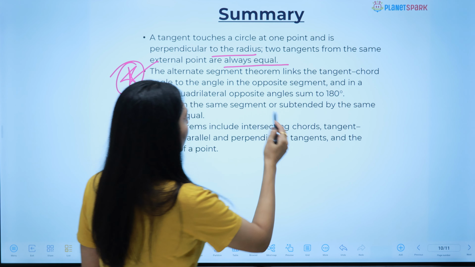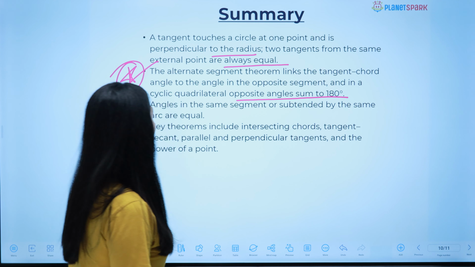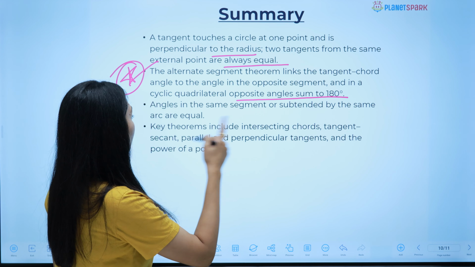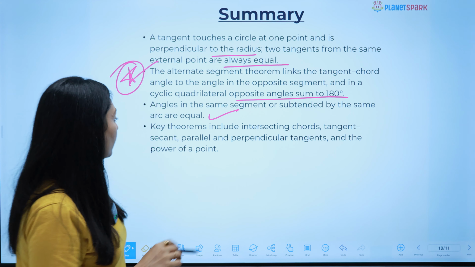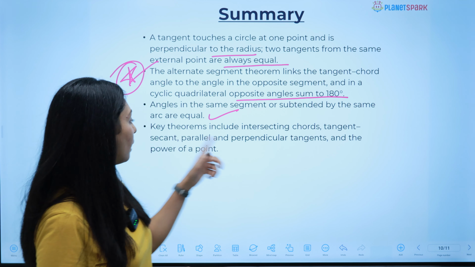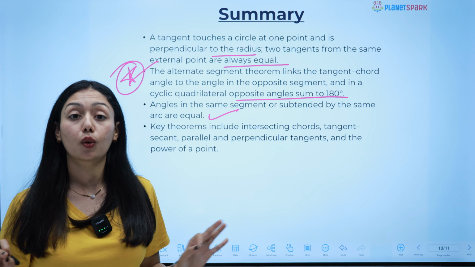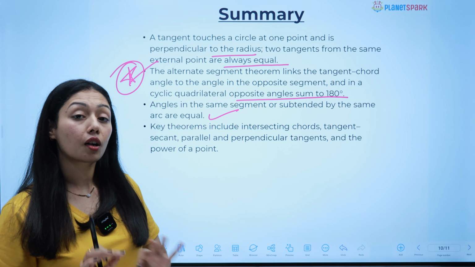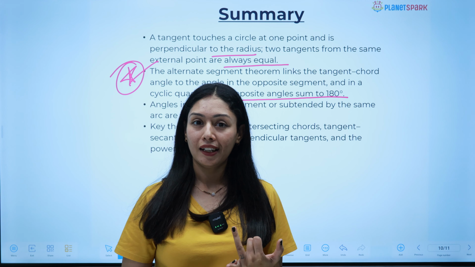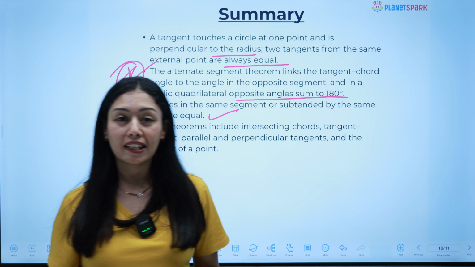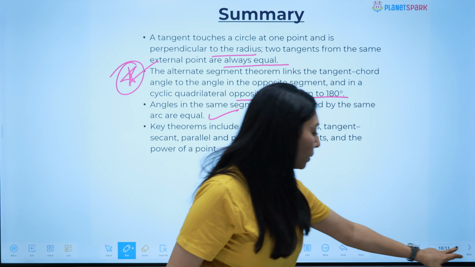Right? Cyclic quadrilateral, in that opposite angles add up to 180. Angles in the same segment or subtended by the same arc are equal. That we already did. And yeah, all these theorems we can use there to prove the questions. So now we know the theorems related to tangents, the properties in the chords in grade 9 and 10. Right, everybody? So try more questions there and let me know if you have any problem there.